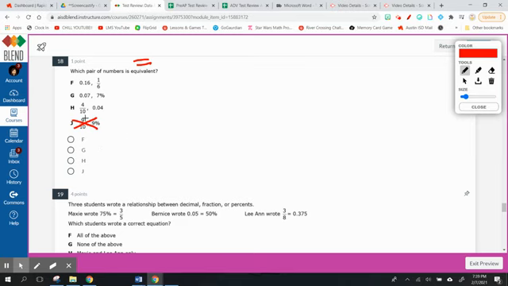4/10. I hope you also got rid of this one because 4/10 is pretty close to half. You guys, is 4/100, is 4 pennies close to half of a dollar? Not even close. Even reading them, right? 4/10, 4/100. We don't read them the same.